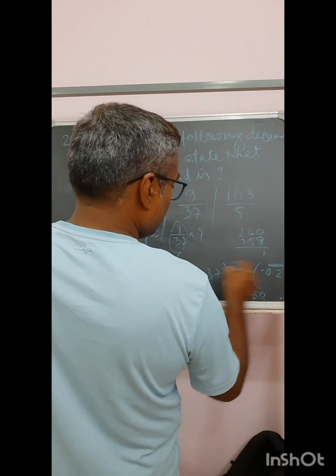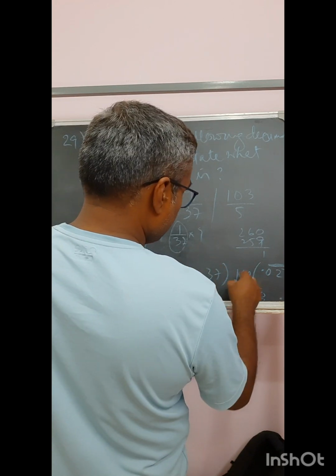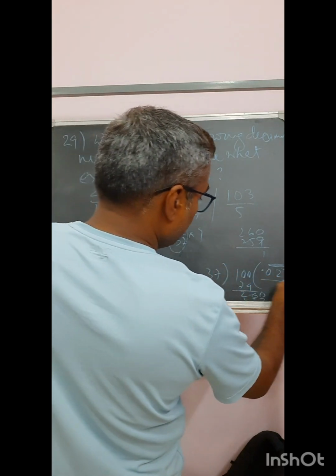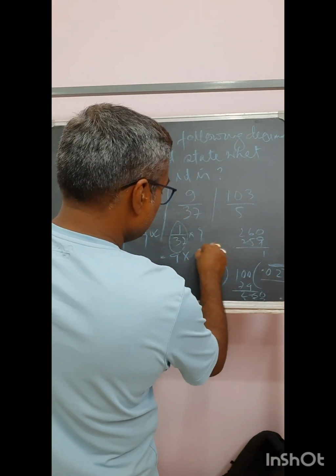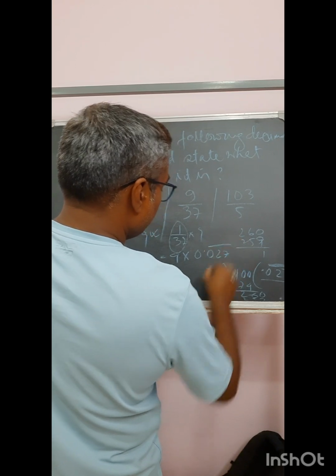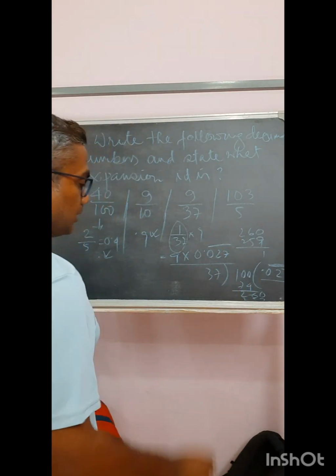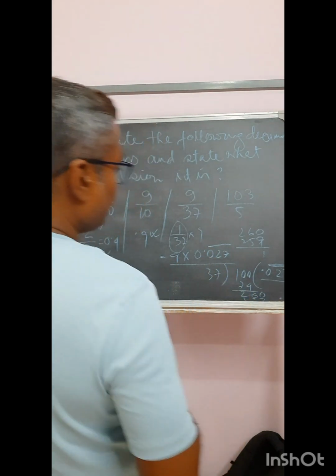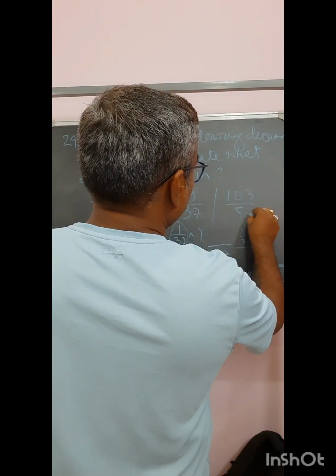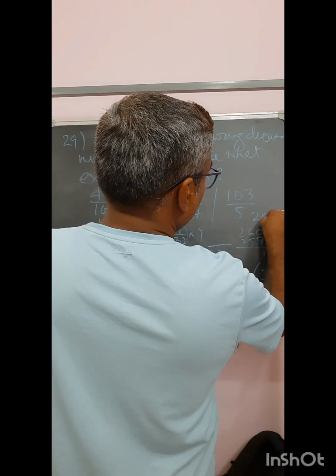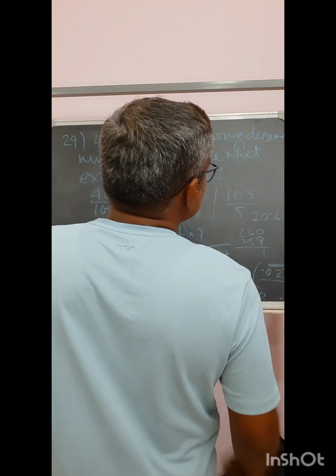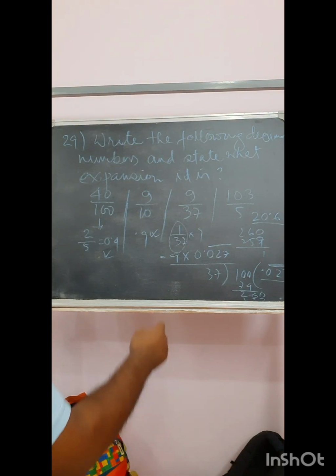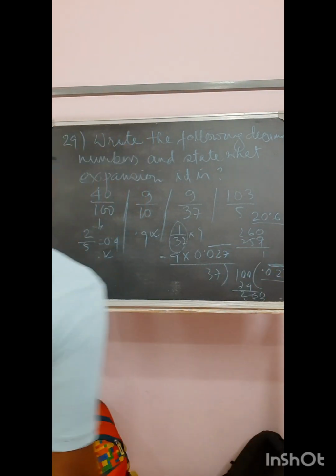It will be nothing but, if I take 9 here, so 9 will multiply with 0.027 bar, so it is a repeating one. Any number which is repeating multiplied with any number will remain repeating. And the last one is 20.6, so this is terminating. So three numbers are terminating, and this is the representation in decimal.